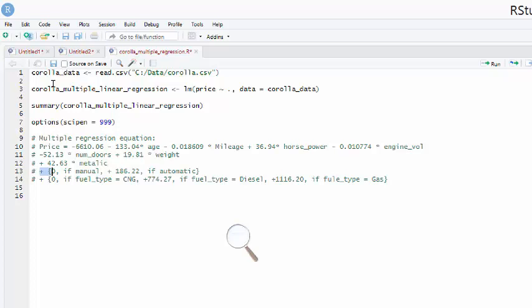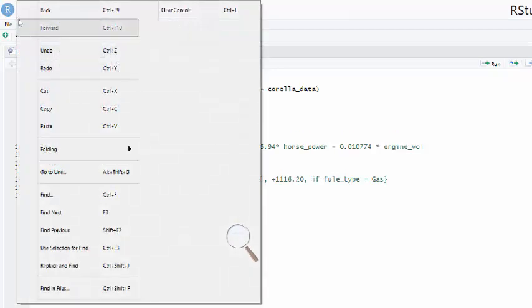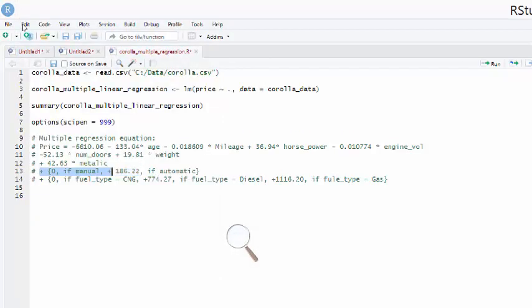Very similarly over here, I can go ahead and say, oops, I erased the number, hold on, undo. So here I can say plus this value times the variable automatic, okay? And exactly the same thing happens, okay? If the car is automatic, then the variable automatic equals 1, and I have plus 186.22. But if the car is manual, then automatic equals 0, and nothing is getting added to the equation, right? And same exact thing here, okay?